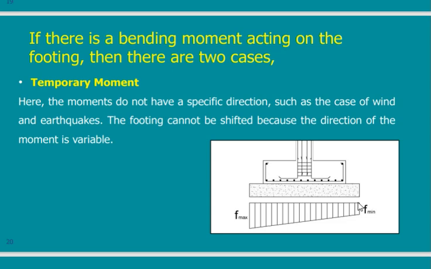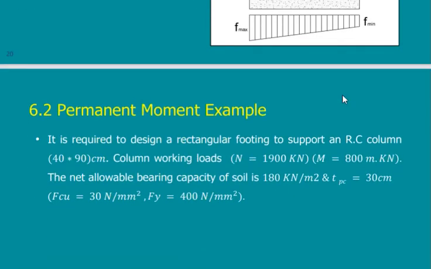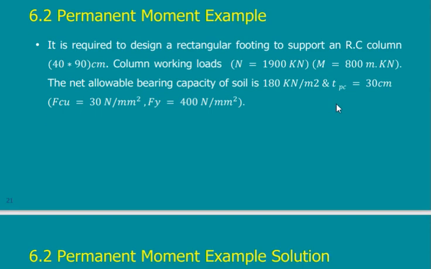We'll see a figure for that at the end of the lecture to understand what I mean. But now it is an introduction that due to moment, if I have the column in the middle, then I will have F minimum and F maximum. F minimum will, of course, be less than F maximum. It may reach 0 and it may be negative. That's all for this time.